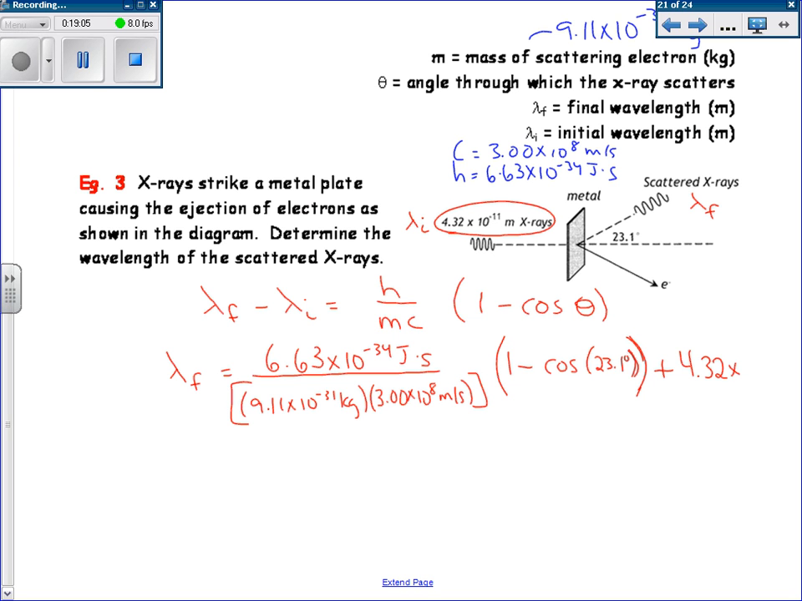4.32 times 10 to the negative 11 meters. And that will give you a final wavelength of 4.34 times 10 to the negative 11 meters. Not a huge difference, right? It's a very subtle change in the wavelength of that X-ray.